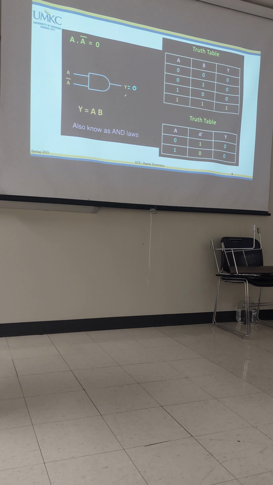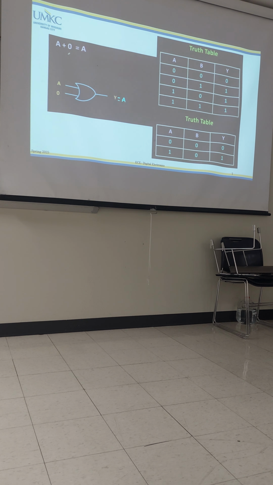This is another important one. If we have two variables that are complements of each other, then the output will be 0. A dot A bar will be 0. This is also known as the AND law. It is very simple: if A equals 0, A bar will be 1. If A equals 1, A bar will be 0. So it's an AND gate, so the output will be 0. Okay. So these are the rules for the AND gates.